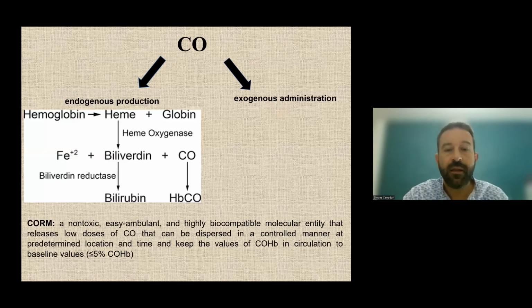Carbon monoxide is produced endogenously, as we said, in particular through the catabolism of hemoglobin by the enzyme heme oxygenase. In this case, we can produce carbon monoxide, which usually interacts directly with hemoglobin in order to form a complex. But we can also provide an exogenous administration of carbon monoxide.